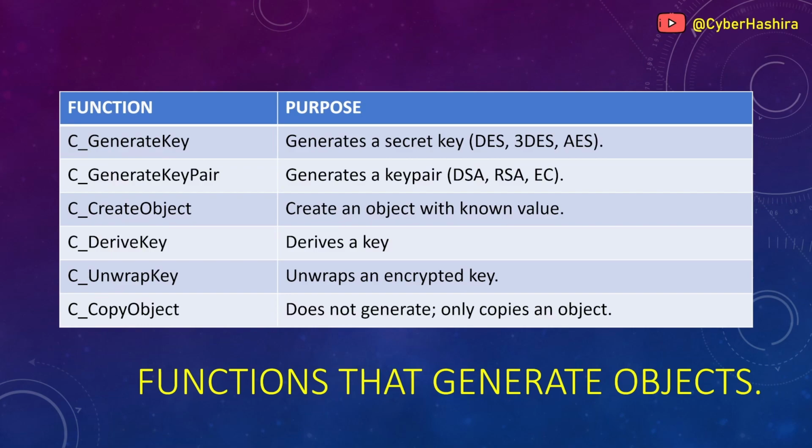These are the 6 functions in PKCS 11 that can generate various objects such as a secret key, a private key, a public key, and a certificate. They also include session objects and token objects. Let's talk about these functions.